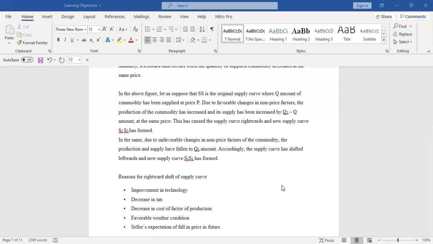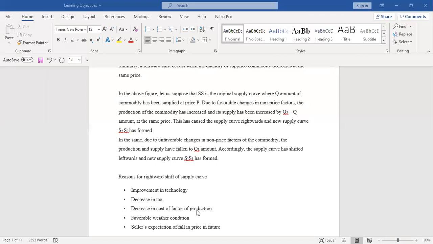How will a decrease in taxes cause the supply curve to shift outward? Well, if they decrease taxes, you will be able to buy more raw materials. The producer will be able to buy more raw materials, and if you're able to buy more raw materials, then automatically, by extension, you will be able to supply more when you start producing. Yeah, excellent. Good.